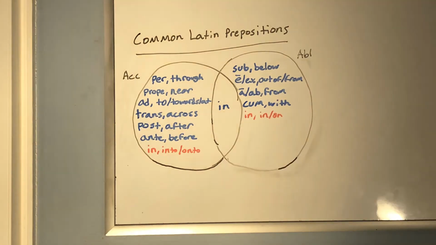In will take an accusative noun when it is translated into English as into or onto. In will be translated with an ablative noun if it is translated into English as in or on. The first one, accusative, is known as accusative place to which. The second one is known as ablative place where. If you want to know the construction of that and why the two are different.